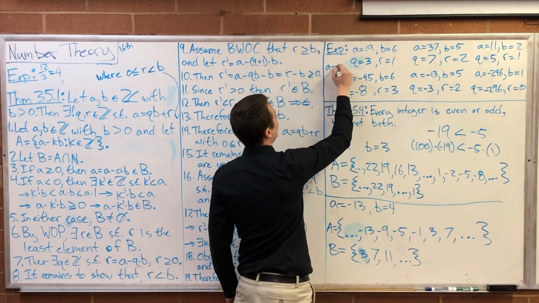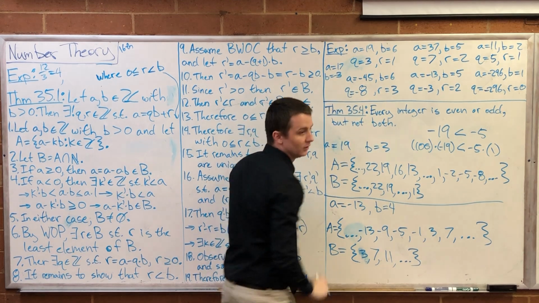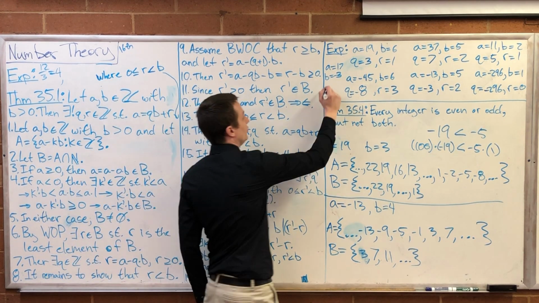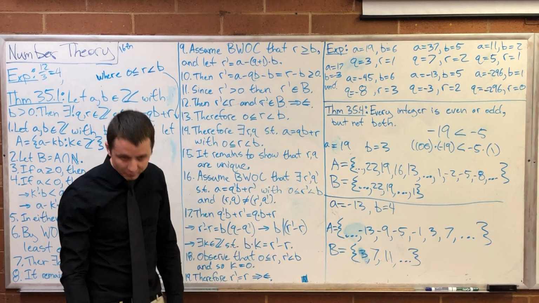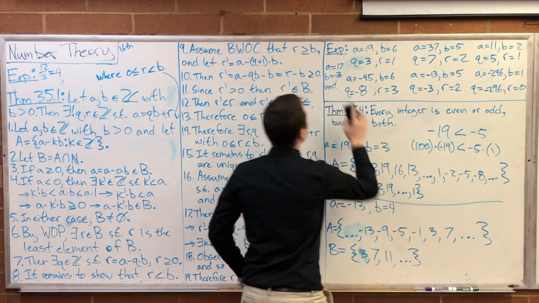Let me write one more here. What if we do A is equal to 17 and B is equal to negative 3? Wait a second. Can't do that. Undefined. We haven't dealt with that case. B has to be a positive number. Okay, so don't get sucked into that. Good job.